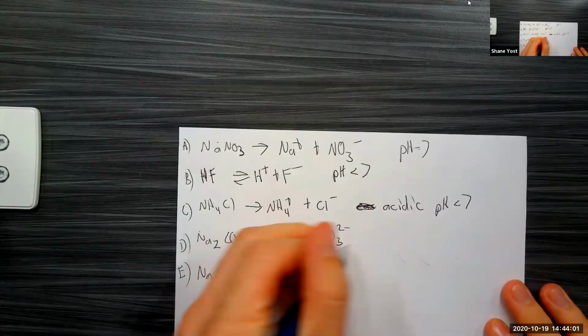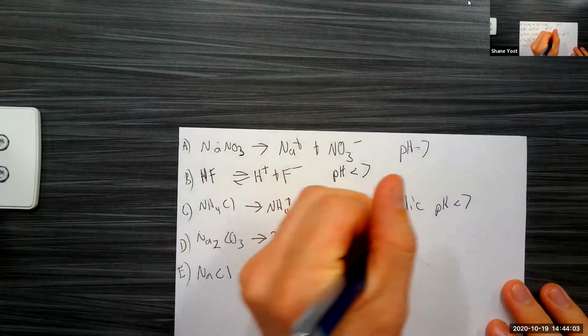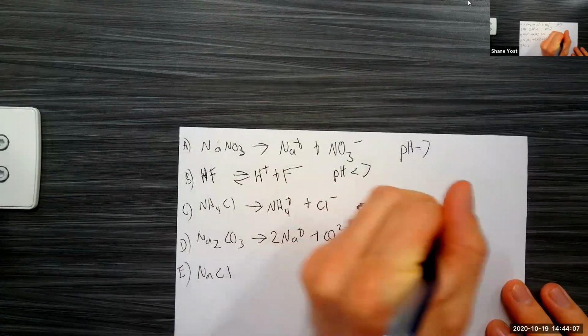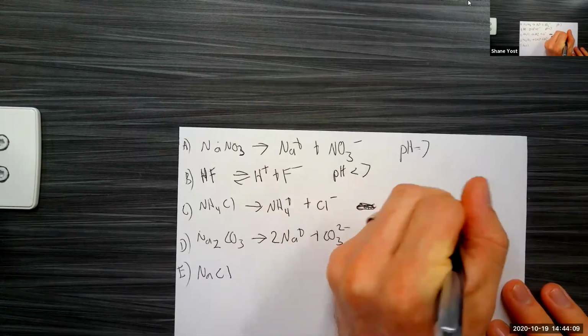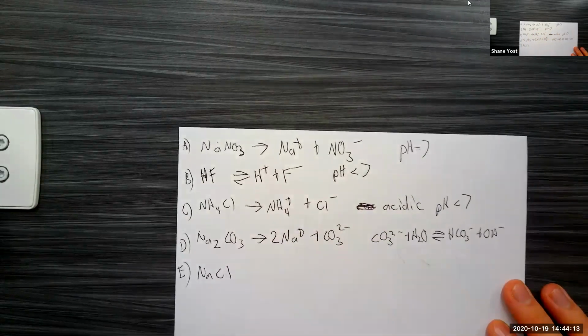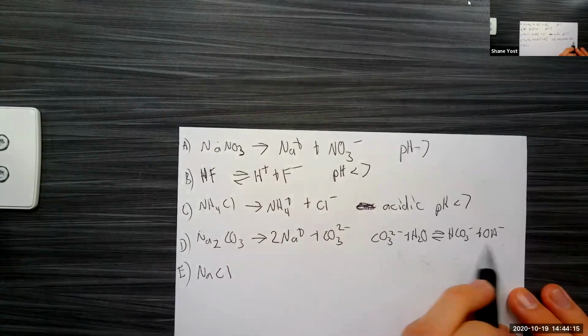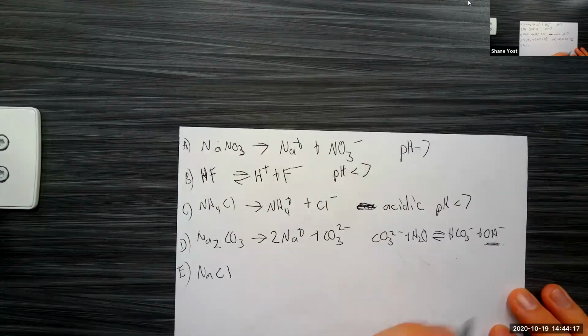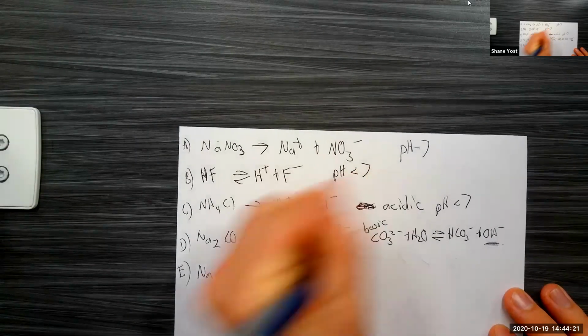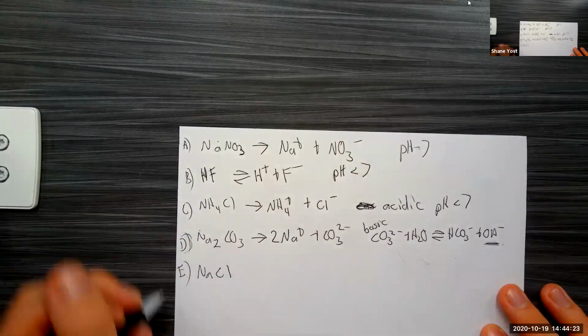Yeah, CO3 2- is a weak base. CO3 2- will react with water to form HCO3- plus OH-, right? Which raises the pH because it introduces hydroxide ions. So this is a basic solution. So D here is the answer, right?